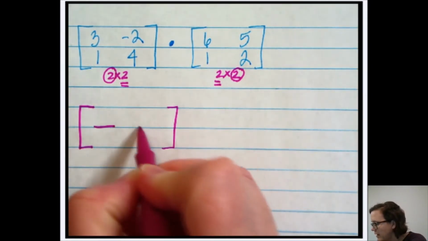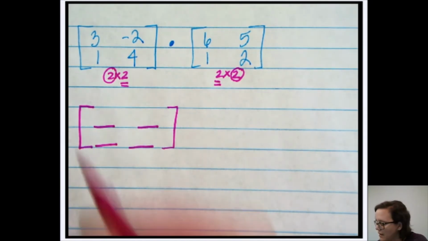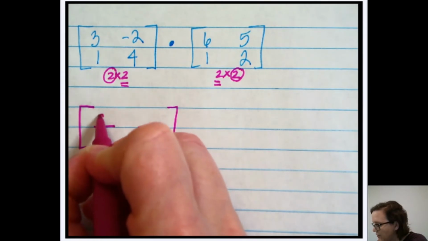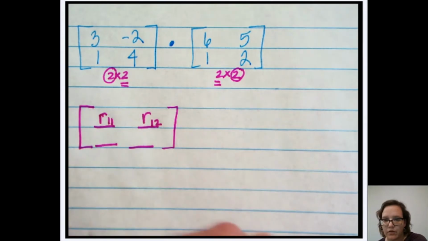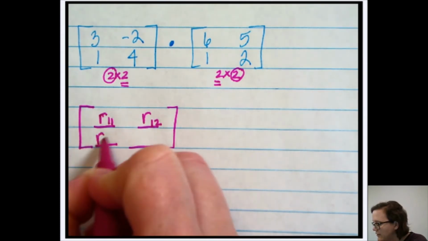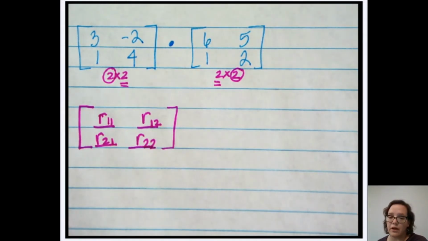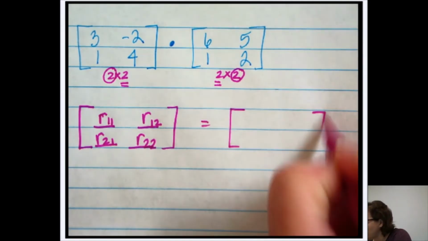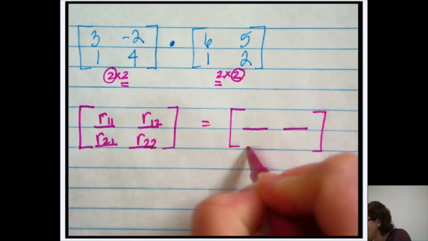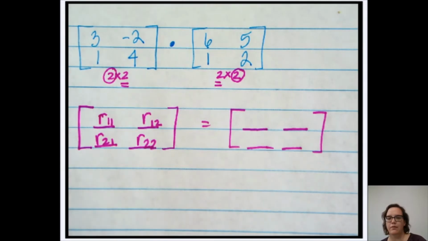So I go ahead and come in and write my blanks down. Okay, and I'm going to call this R11 because that's the first row, first column. First row, second column, so R12. And then second row, first column, second row, second column. So our job is to find out what are those four numbers. Okay? And so we're going to go ahead and make a new matrix so that we can fill in the blanks here. Okay? So hopefully that part makes sense.